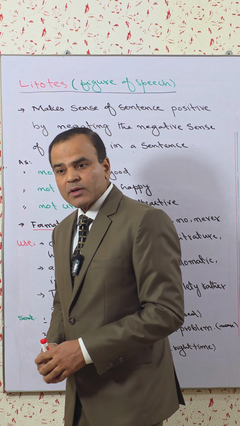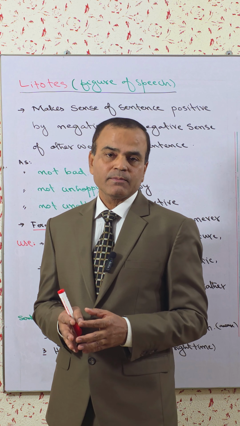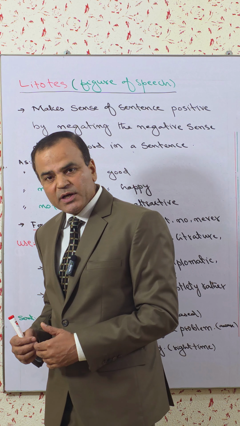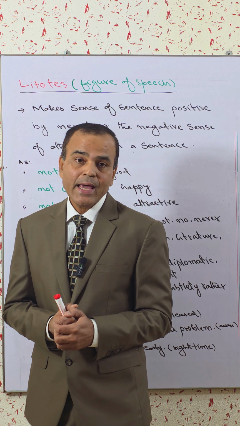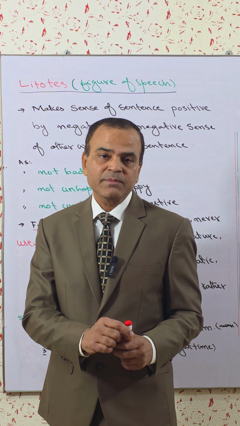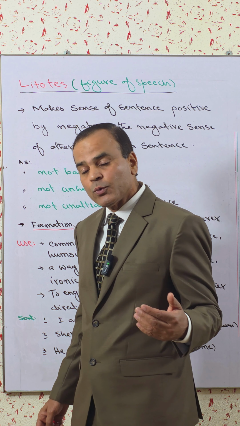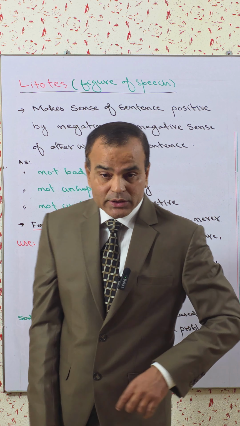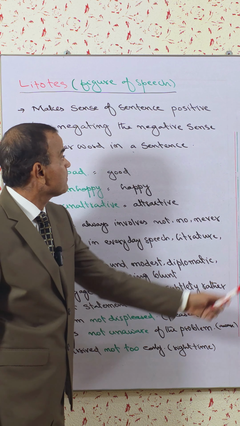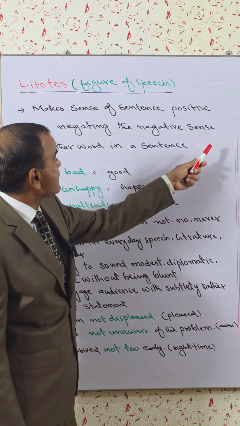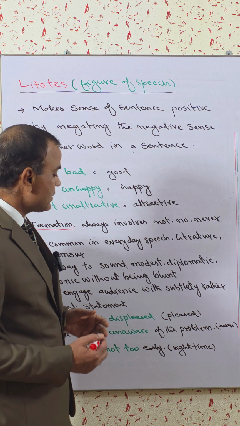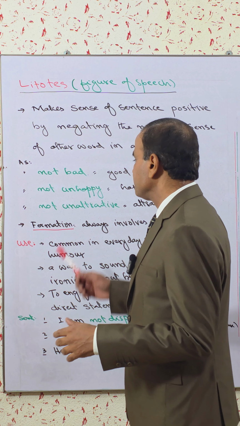What is litotes? When you make two negatives in a single sentence and they give the positive meaning, that is what we call litotes. This happens in mathematics, where minus into minus is plus. But in the English language, that happens also. So, litotes is to make the sense of a sentence positive by getting the negative sense of another word in the sentence. How? Let us understand it through the examples I have written for you.